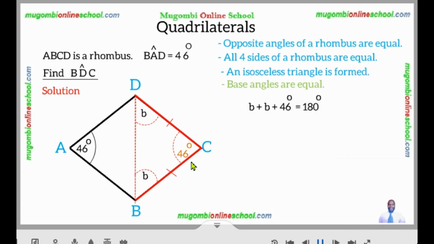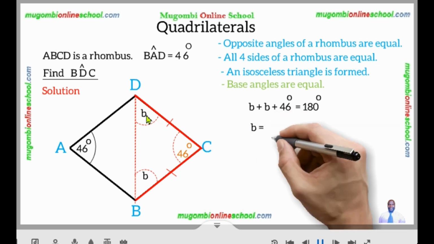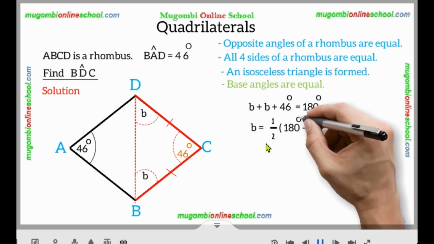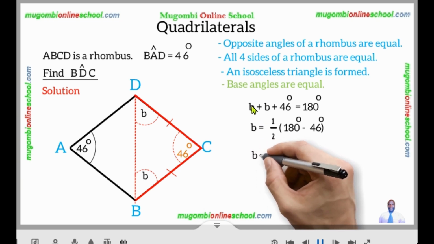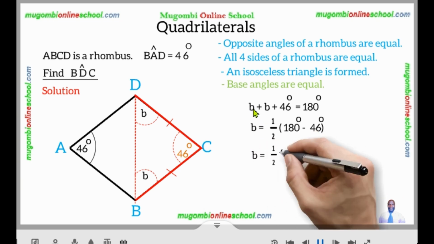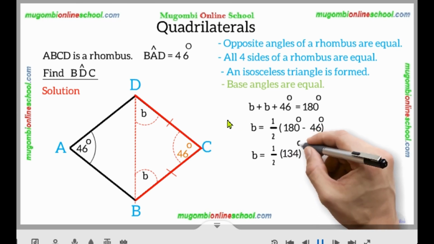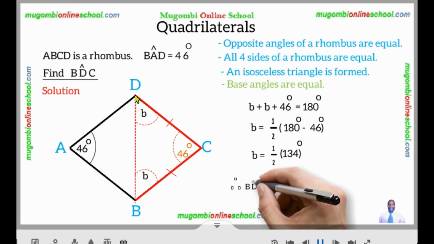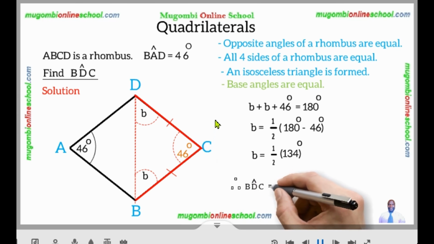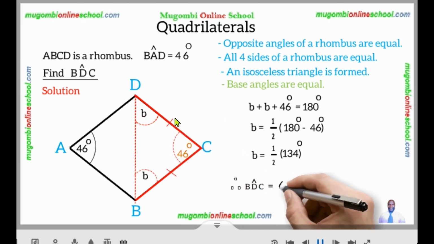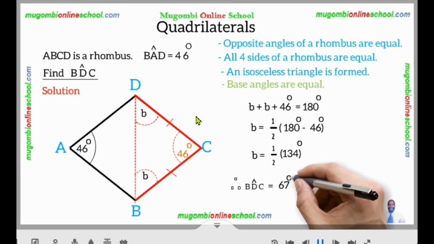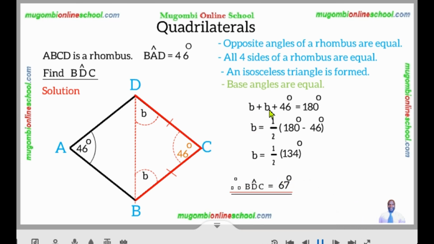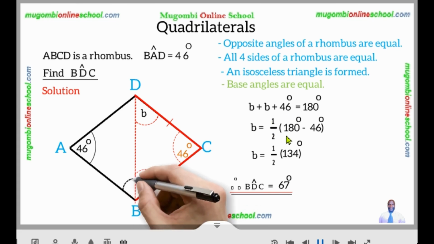And then we can simplify this equation, where we will simply say, to find this B, this is the same as half of 180 degrees minus 46 degrees, which simplifies to half of 134 degrees. The required angle, which is BDC, is equal to half of 134 degrees, which is 67 degrees. Here it is half, because B plus B, that's 2B. And then if we simplify the equation, it becomes half of this one.